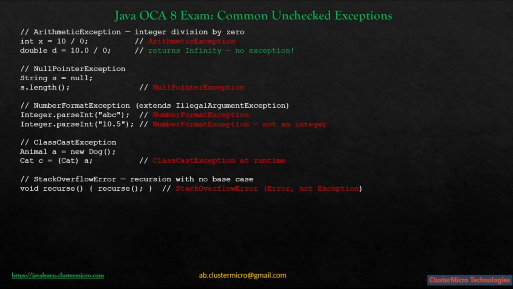The rule is very simple. Any attempt to use a null reference as if it were a real object will cause a null pointer exception. Then we have number format exception.